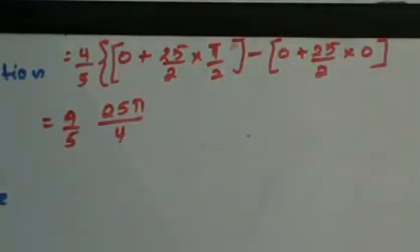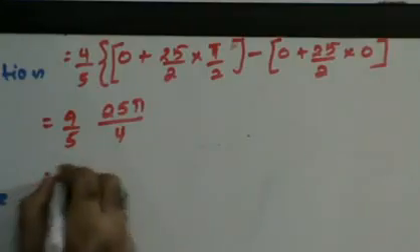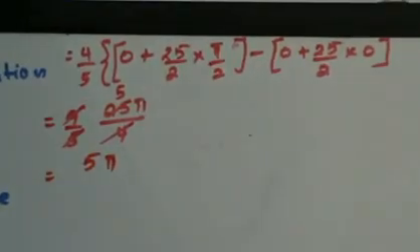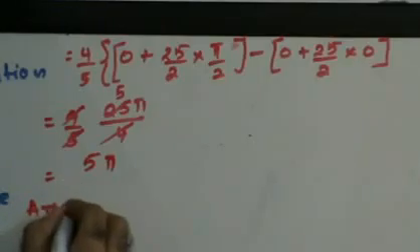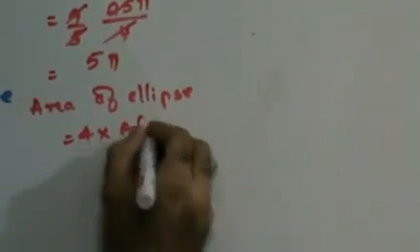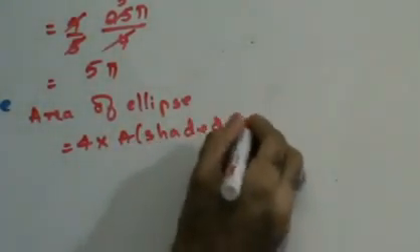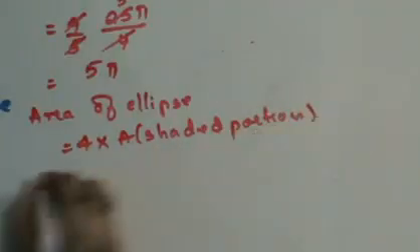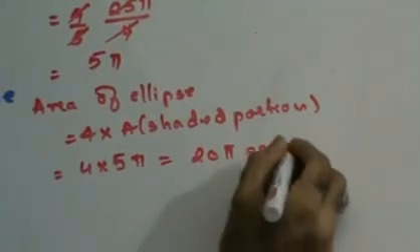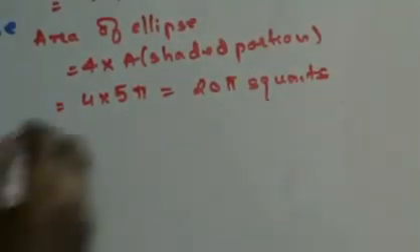And do we get this in here? So in which case, you will get this as 5 pi. Right? But this is the area of the shaded portion, and the ellipse is made up of 4 such symmetrical shaded portions. Therefore, I can say that the area of the ellipse is going to be 4 times the area of the shaded portion. So this is going to be 4 into 5 pi. That's 20 pi square units. Right? Next, let's see our next exercise.